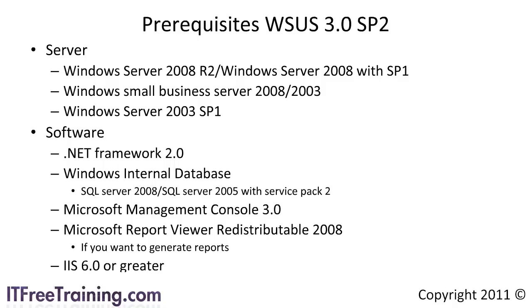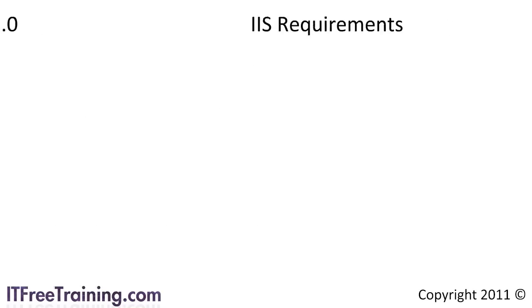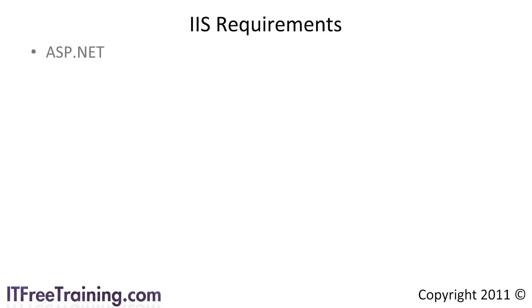When you install IIS, you will need to make sure that certain components of IIS are also installed. For IIS, you will require the ASP.NET component. This is a web application framework created by Microsoft. Next, you will need Windows authentication. This will allow the client to be authenticated by WSUS when requesting updates.